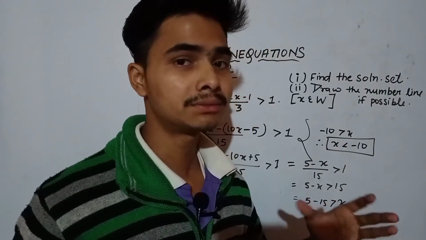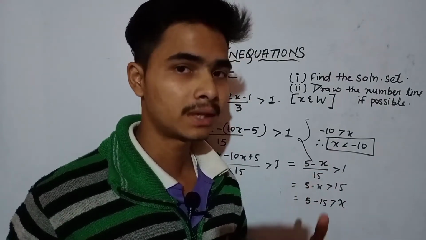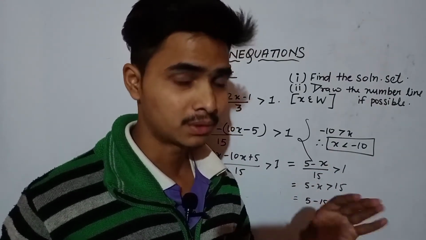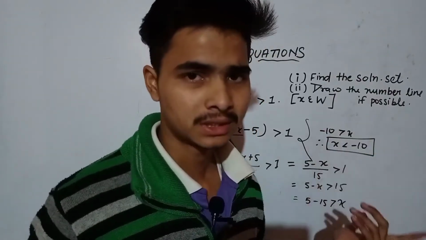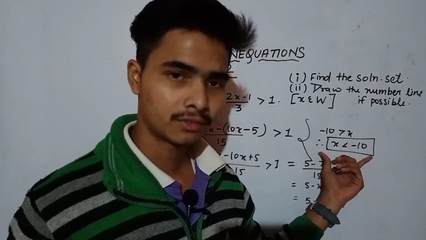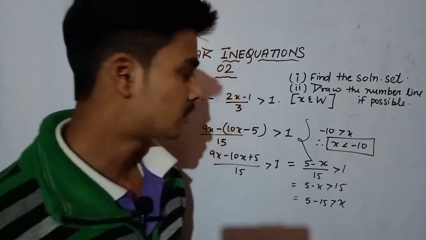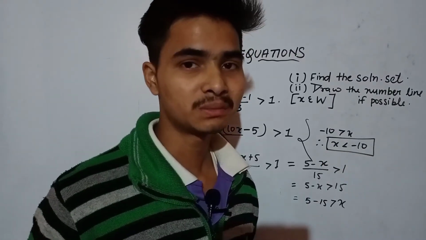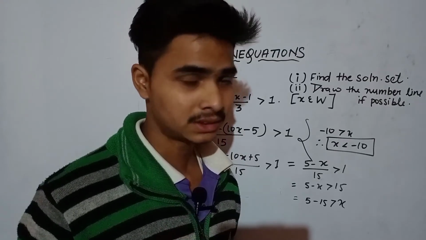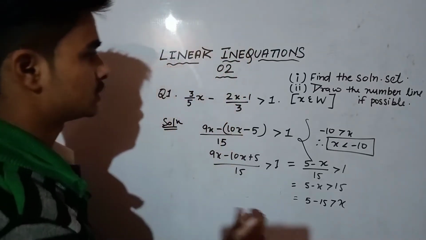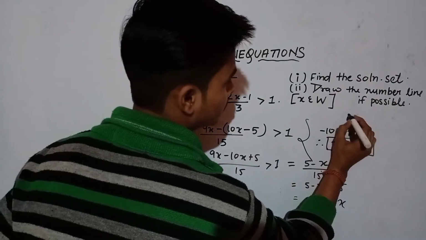So what are the numbers which are less than minus 10? Obviously minus 11, minus 12, because in negatives it goes the opposite way. So minus 11, minus 12, minus 13 are the values here. So for this question there is not going to be any solution set, but we need to give some answer. So our answer for the first question would be ∅.